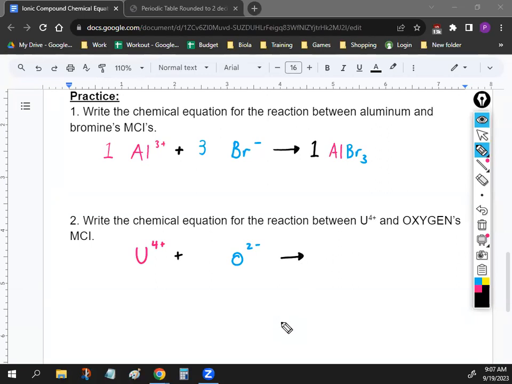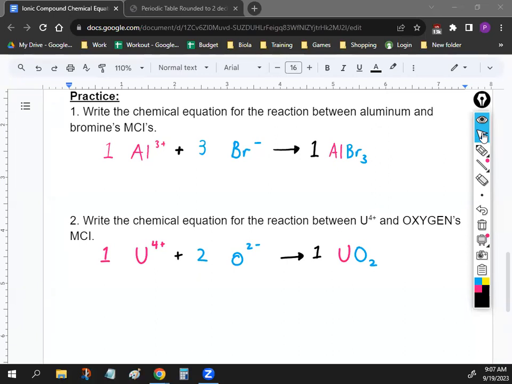So let's balance out the charges. You'll notice that this one is +4, this one is -2. So that means we'll need more oxygens, obviously. We'll need 2 total O2 minuses to balance out 1 of the U4 plus. So your left side should look exactly like that. And then on the right side, you put all those together, you're going to get U, and that's going to combine with the 2 oxygens to make UO2, and you're only going to make 1 of that molecule. So there you go.